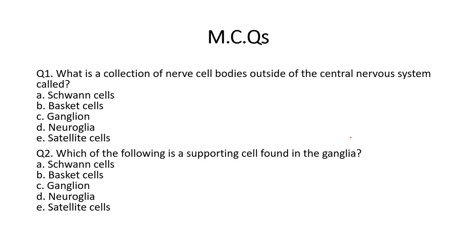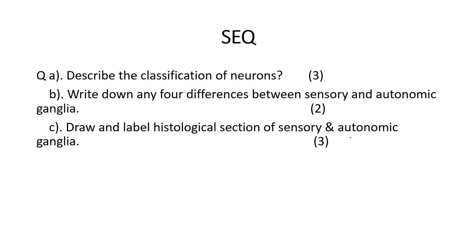Now for the assignment, you have 2 simple MCQs and then an SEQ: classification of neuron, 4 differences between sensory and autonomic ganglia. It's a very easy assignment. Then finally you have to draw and label a histological section of both sensory as well as autonomic ganglia.